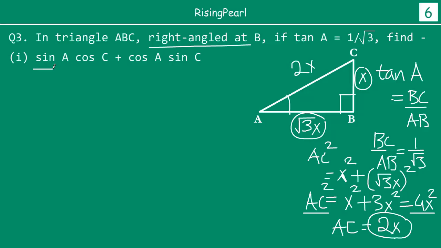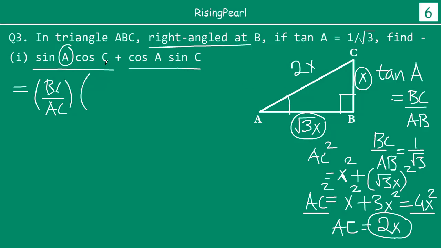Now that we have this, look at what we have to do. This is very important to understand, which trigonometric ratio for which angle. The first is for angle A. So I'm looking for sine of angle A. For angle A, sine A is BC by AC. This is really important for you to understand. So this is sine A, BC by AC.